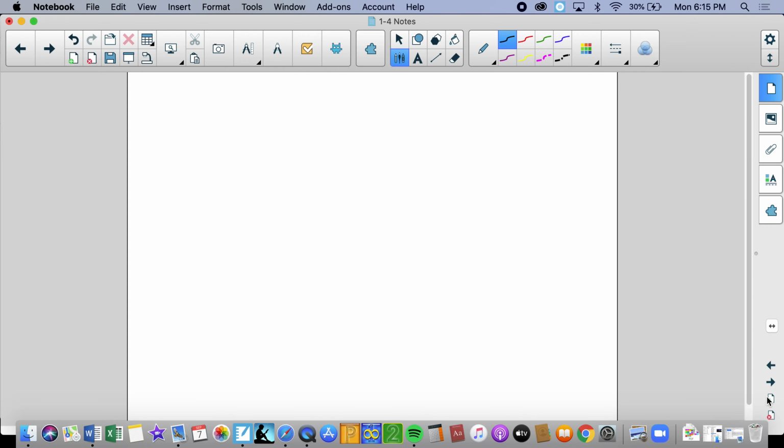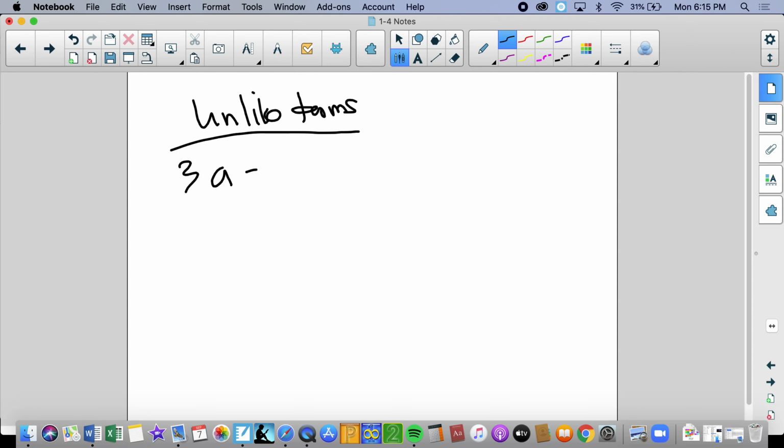Here are unlike terms. Unlike terms are something like 3a plus 3b. Those are unlike terms. They do not have the same variable. So that's why we can't simplify those. That would be your simplification. This would be your answer.